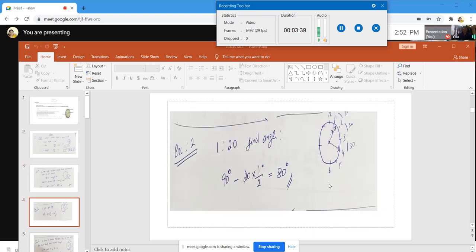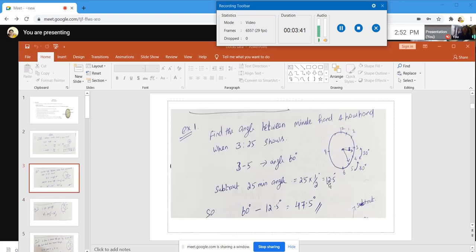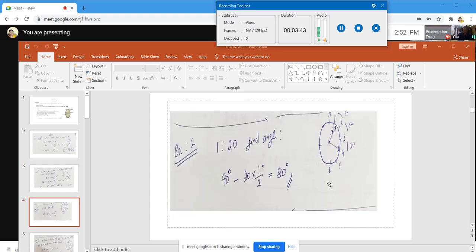They'll be asking to find the angle between the hour hand and minute hand. Okay, likewise, the second one, which is quite interesting and easy with the same approach: find out the angle between the hour hand and minute hand when the clock shows 1 hour 20 minutes. Okay, 1 hour 20 minutes. So you can see 1:20. We have to consider from 1 to 4. 1 to 2 is 30 degrees, 2 to 3 is 30 degrees, 3 to 4 is 30 degrees.